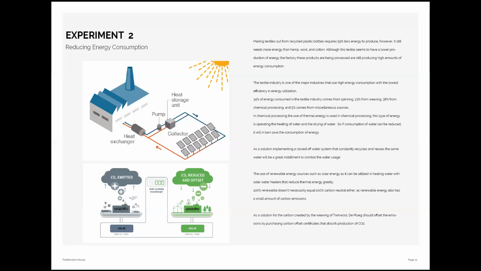So to combat the carbon emissions created, the company should offset the emissions by purchasing carbon offset certifications that absorb CO2. So essentially, whatever CO2 emissions the company makes, they then neutralize their carbon footprint by buying certification that plants trees, wind turbines, all that good stuff.